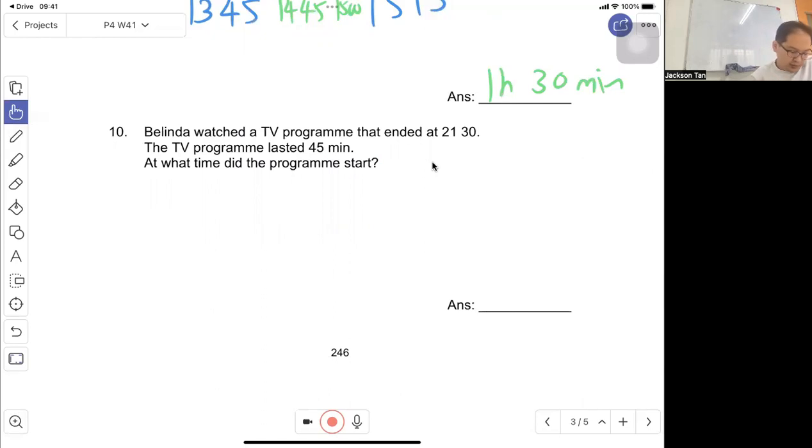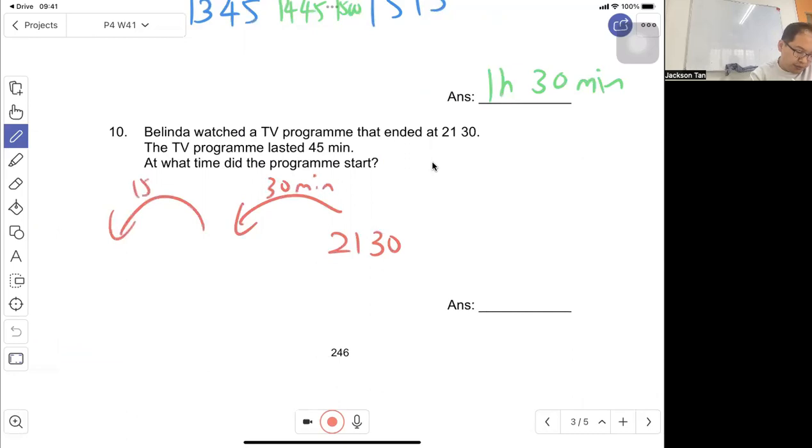Question 10. A TV program ended at 21:30. The TV program lasted 45 minutes. At what time did the program start? So, ended at 21:30, go backward 30 minutes. Later, we go back another 15 minutes. So, it's 21:00 and back 20:45.